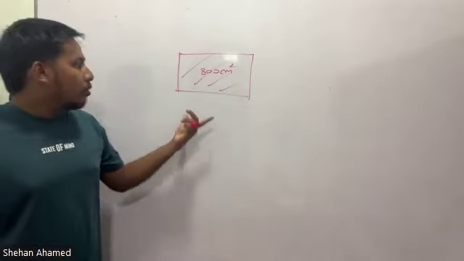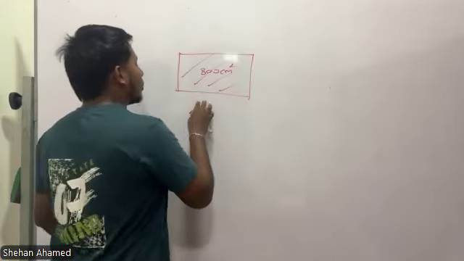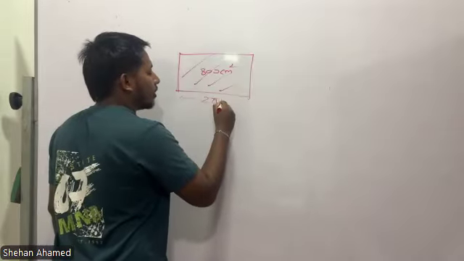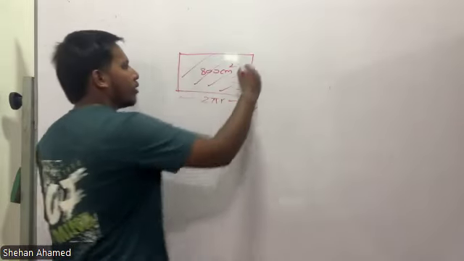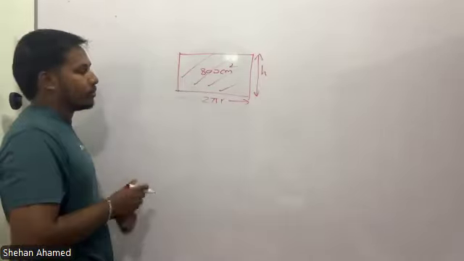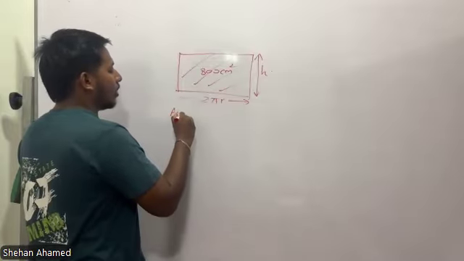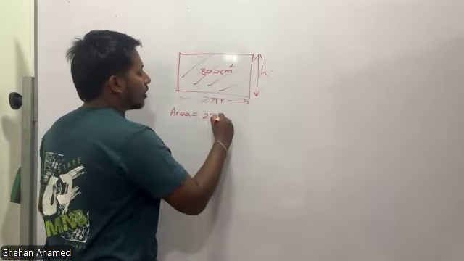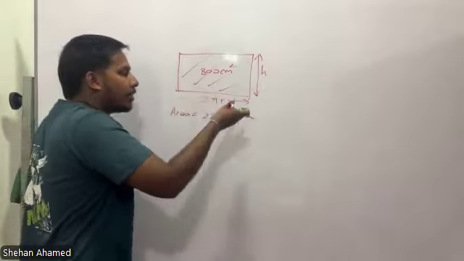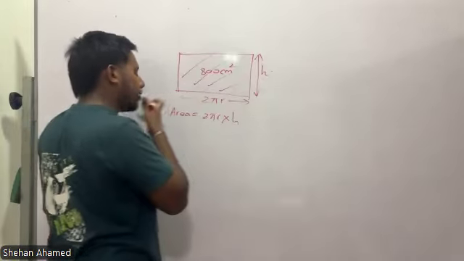Okay. Now, the circumference of the circle is 2 pi r. It's 2 pi r into height. This is the equation. Now area is equal to 2 pi r multiplied by h, because in a rectangle, to find the area, it's length multiplied by width.